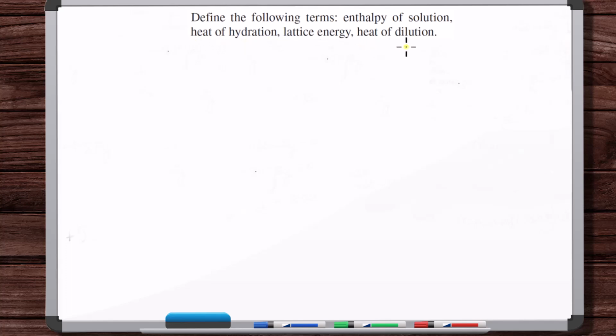All right, heat of dilution. Heat of dilution is defined to be the heat change associated with the dilution process. It's just what it sounds like. It's the exact same idea as enthalpy of solution. That's the enthalpy change or the heat change as a result of the dissolving process. This is the enthalpy change or heat change as a result of the dilution process.